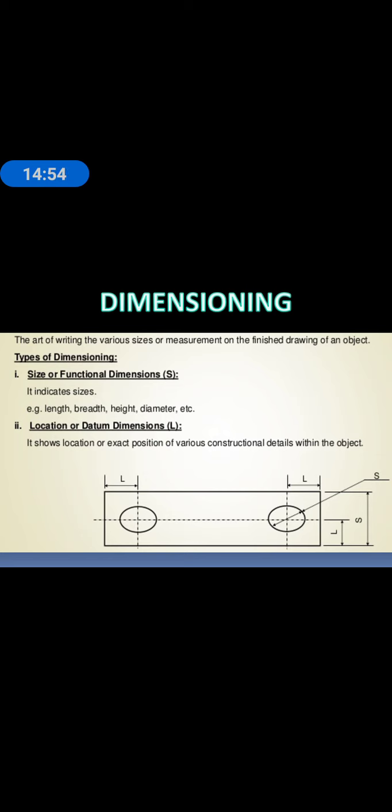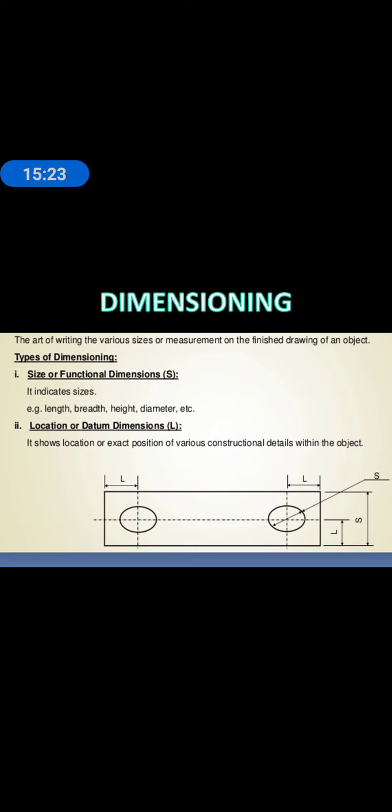Then we can give the proper length, breadth, height and the diameter of the object. This we can show in a figure. L is the location, but when we consider S, it is the size dimension. So the S is denoted by size or functional dimension, and the L is the location or datum.